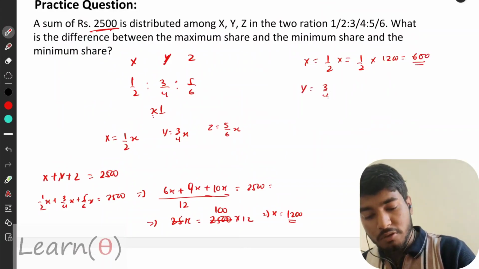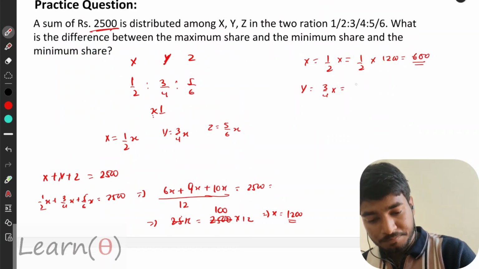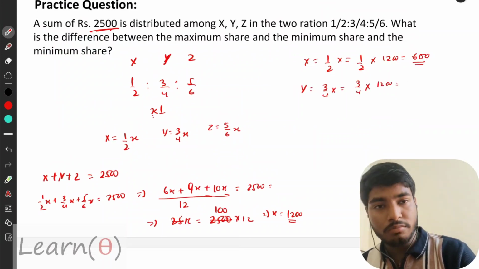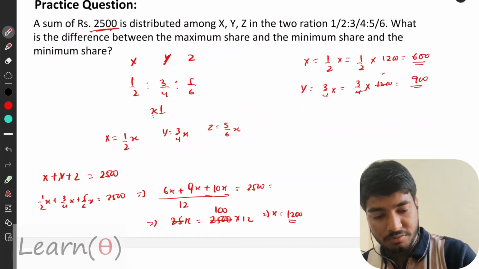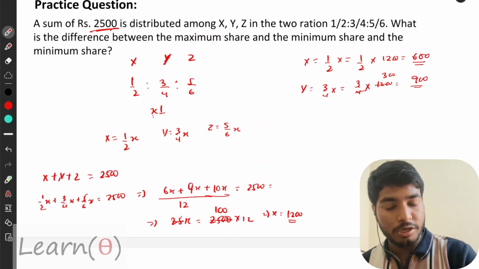What about y? He has got 3/4 of x. That means he has got 3/4 into 1200. This gives me a value of how much? 900, because this is 300 into 3, that is 900.